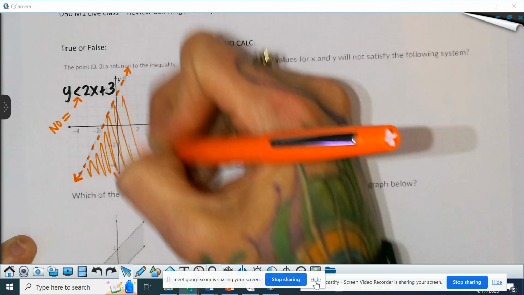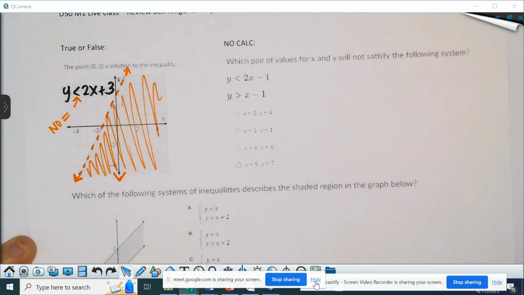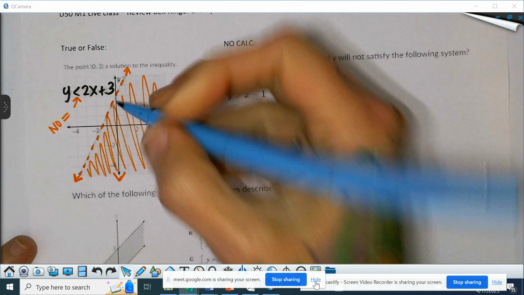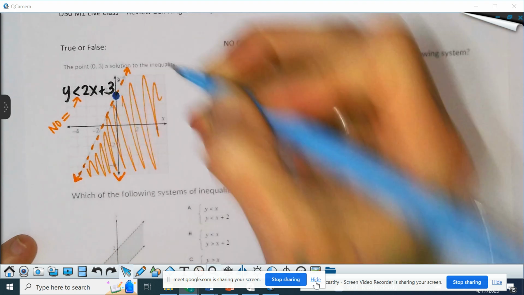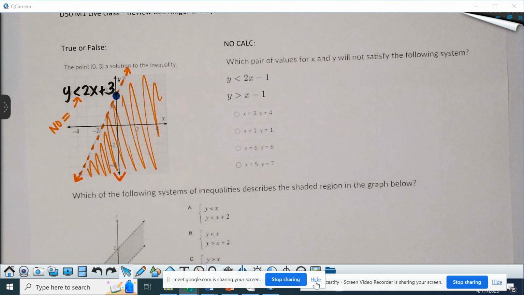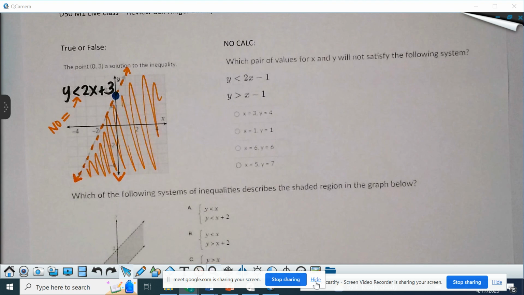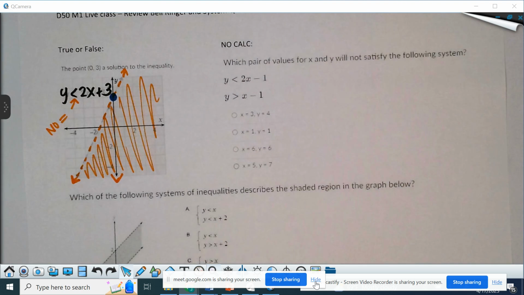And then the question is, is (0, 3) a solution to the inequality? Again, I think where most students mess up is we get our x and our y confused when actually plotting the point. But 0 and then up to 3, is this point a solution to this inequality? It is not. Why is it not a solution to this inequality? Do you know? Right, it's on the dashed line.